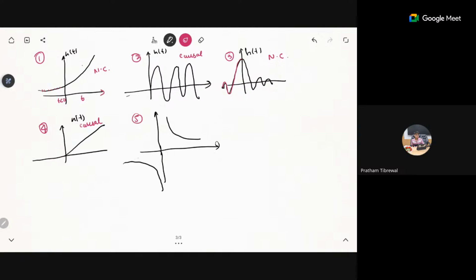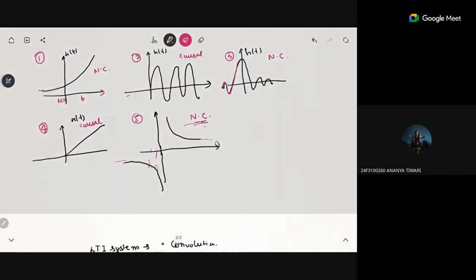It's again a decaying signal, starting from 0 and decaying. Non-causal. Very good. Although it's decreasing with time, at a certain point there are elements that are non-zero for t less than 0. Then it's clearly a non-causal system.